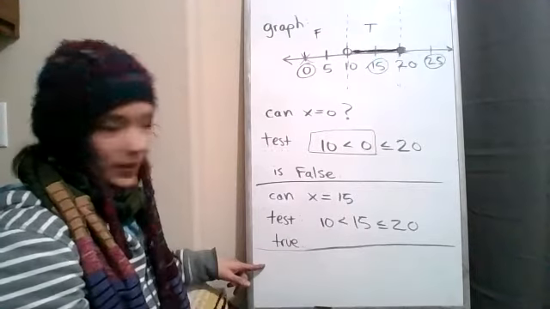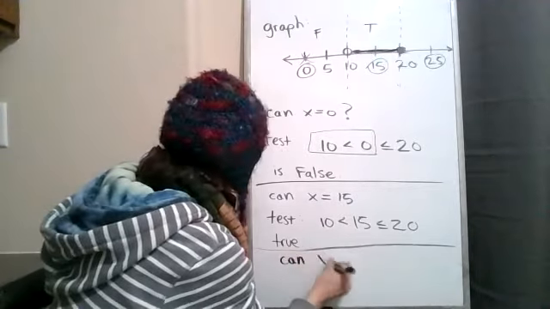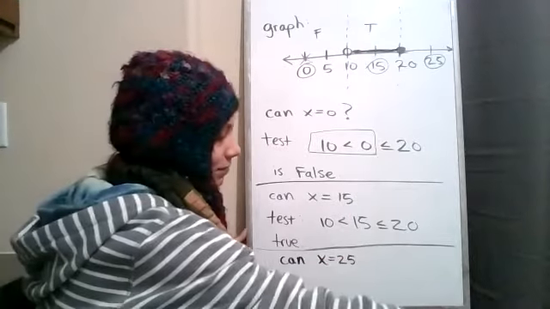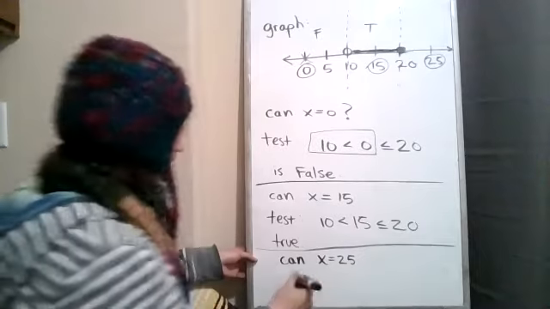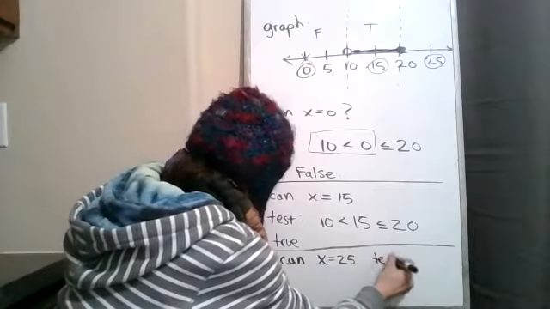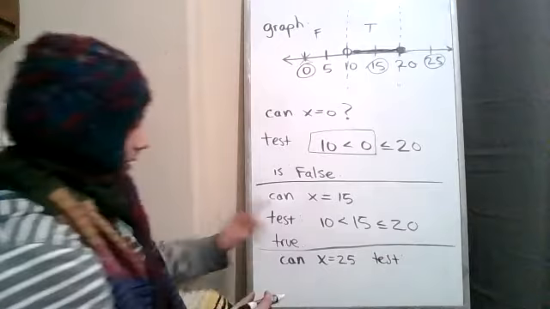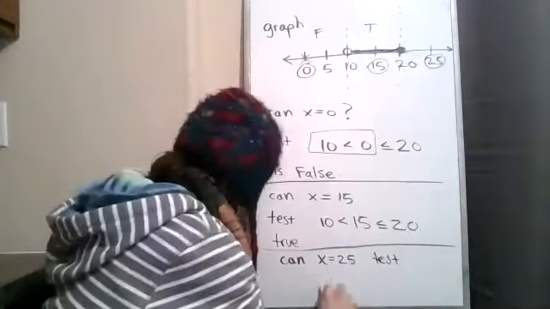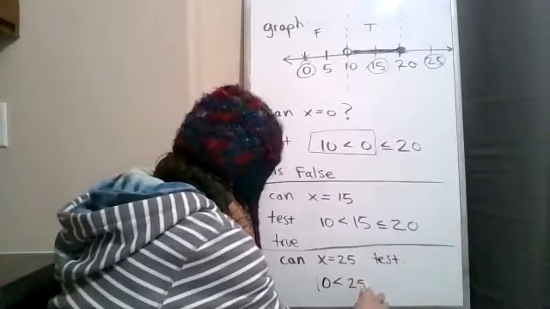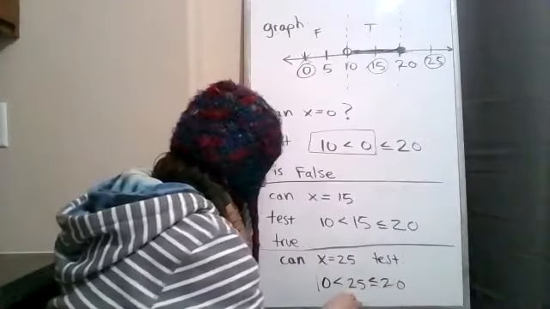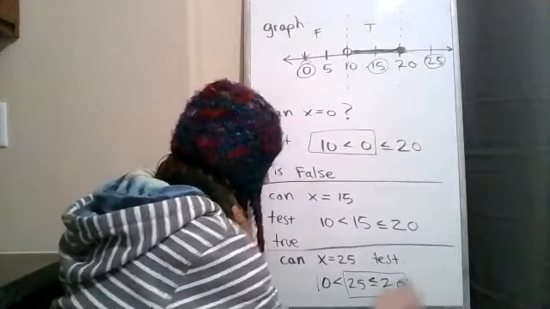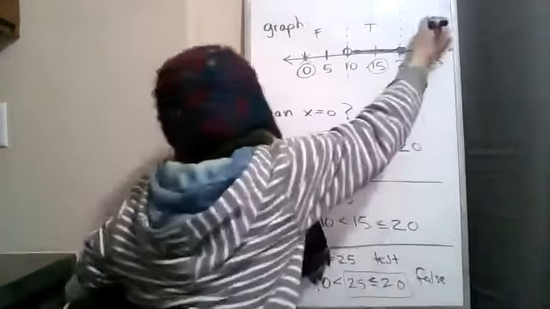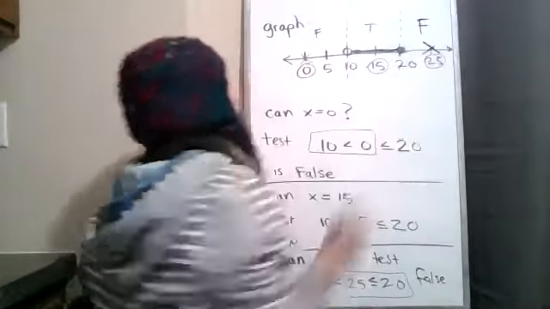Okay, we are still going to check 25. 10 less than 25. Less than or equal to 20. So this part here is not true. This is false. It's not going to use that false part.